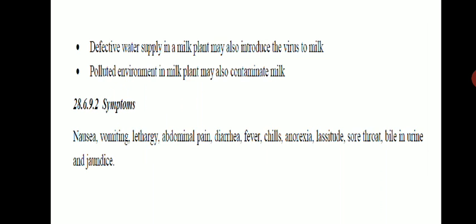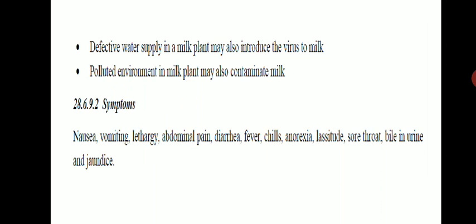Then symptoms. Symptoms of infectious hepatitis include nausea, vomiting, lethargy, abdominal pain, then diarrhea, fever, chills, then anorexia, lassitude, sore throat, bile in urine, and jaundice. All these are the main symptoms associated with hepatitis that is mostly caused by milk.